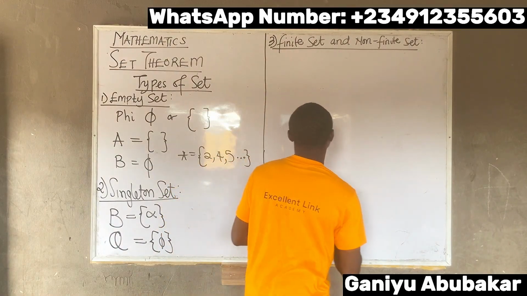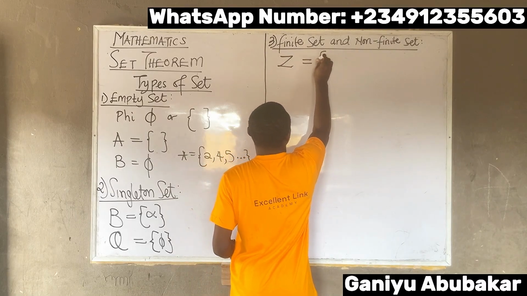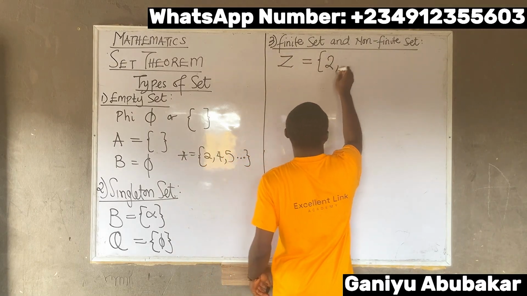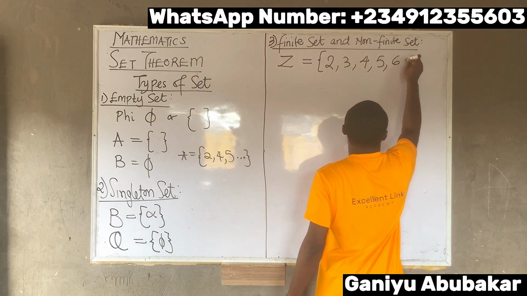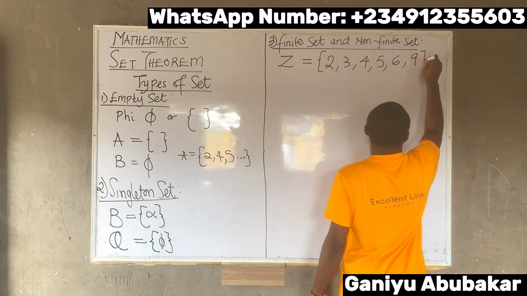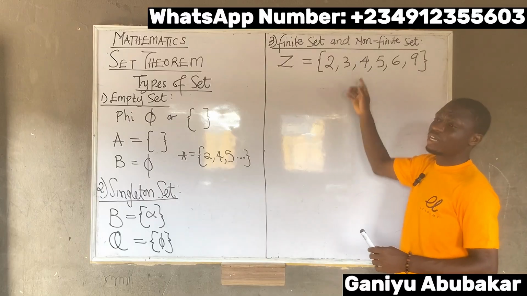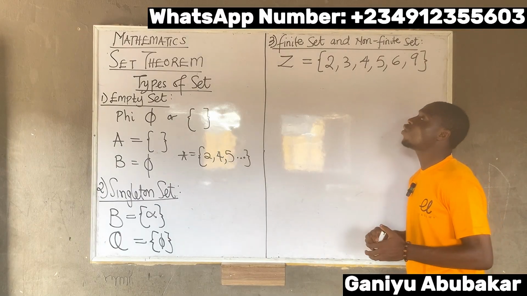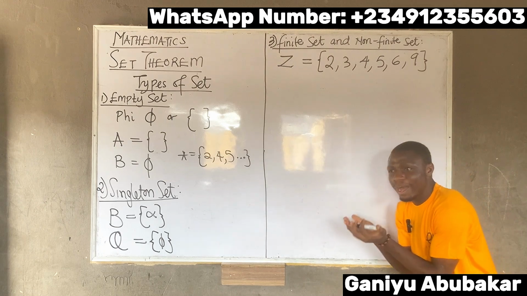Example, please. Let's say I have a set Z equal to 2, 3, 4, 5, 6, and 9, for instance. Are we good now? This is my set Z equal to this value. This is a finite set. Why? Because it has a restricted number of elements.